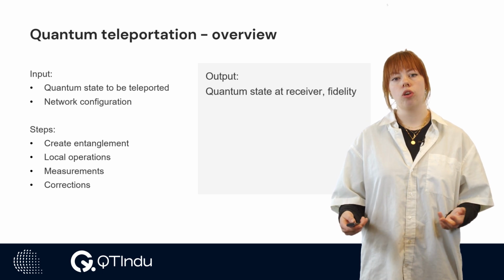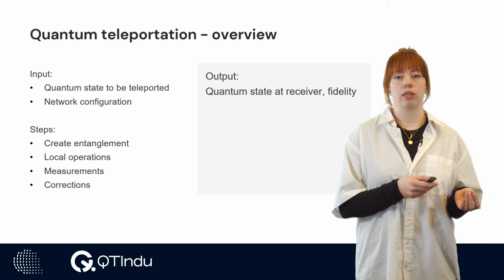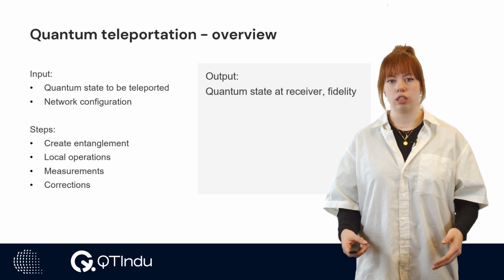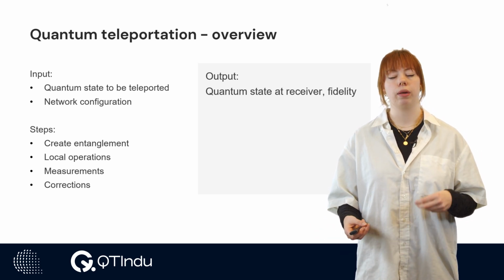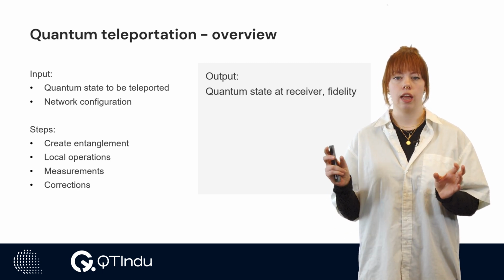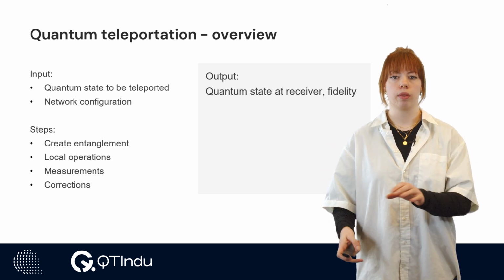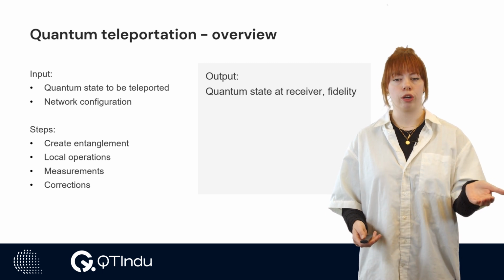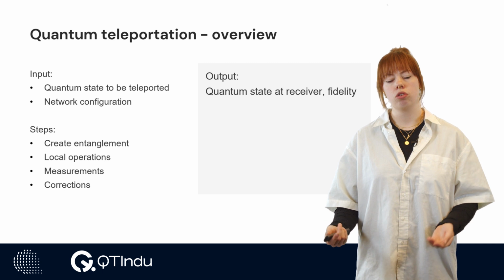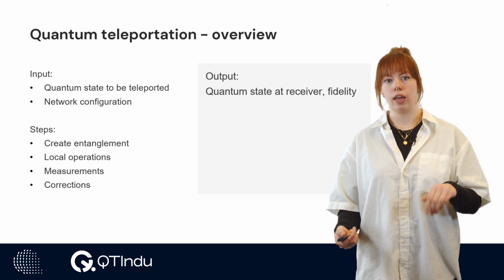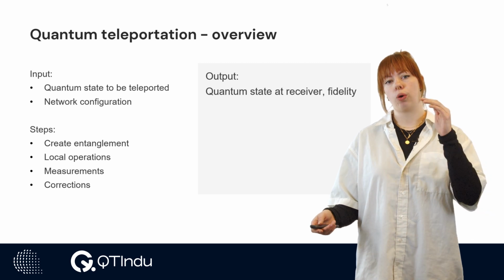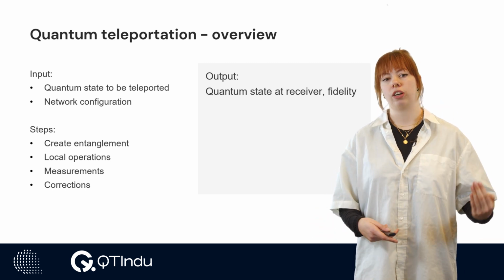Then as the output, we will have the quantum state at the receiver with some fidelity, and this fidelity tells us about the quality of the state, meaning how close the state at the receiver is to the state that the sender had initially. And this will depend on your network configuration. The more imperfections you have in your links and your nodes, the lower the fidelity will be. And it's 1 if everything went perfectly, and it will go down the more imperfections you introduce.